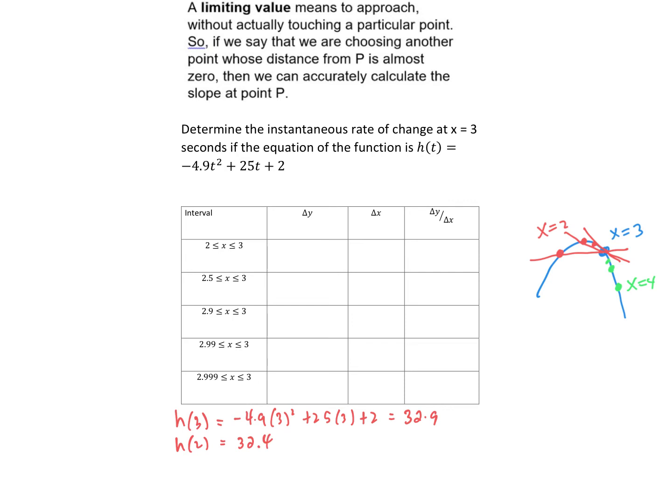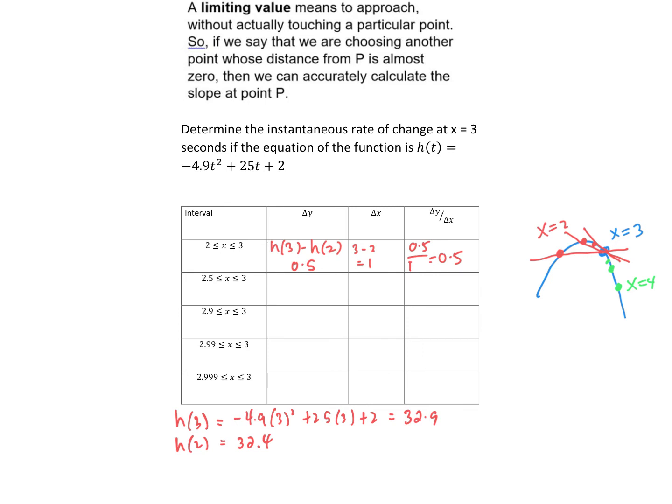So when I'm finding my delta y, I'm finding h of 3 minus h of 2. So I'm doing 32.9 subtract 32.4, and that works out to be 0.5. My delta x is 3 minus 2, which is 1. And my delta y over delta x is 0.5 divided by 1, which is 0.5. So my rate of change between 3 and 2 is 0.5.